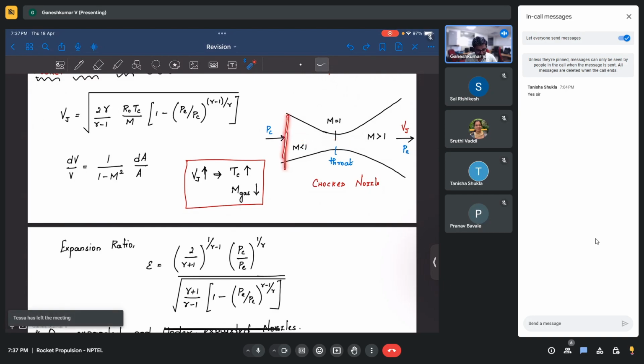The velocity here should be more than whatever the velocity is present here. So velocity should keep on increasing along the nozzle, at least until the area is restricting, because of mass conservation, right? And velocity will keep on increasing, and at a certain point it reaches Mach number equal to 1.